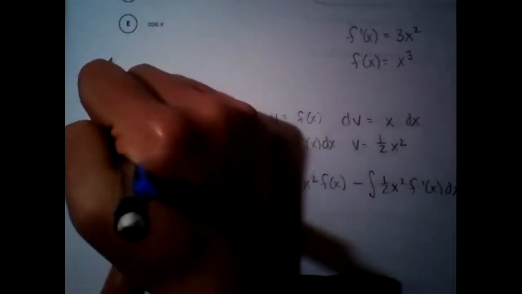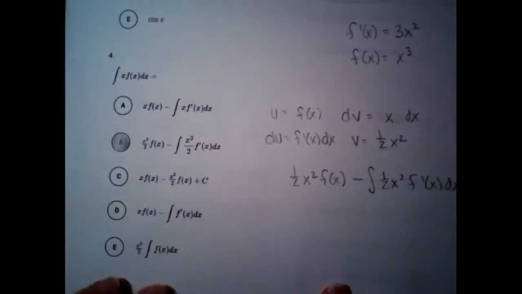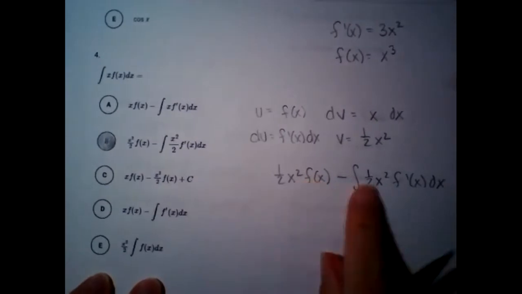Yeah, that looks right. I can do all the problems, and then when I go to pick my answer choice, these all look the same to me, and I'm like, which one is it? That one is B.